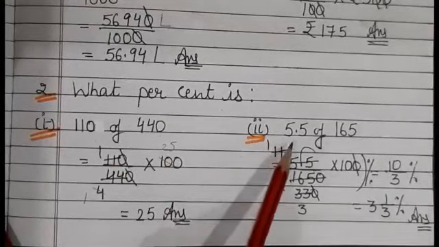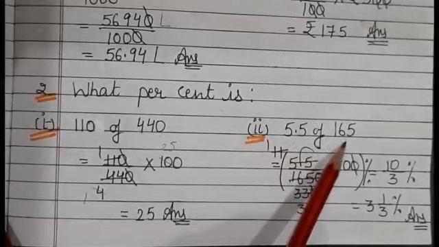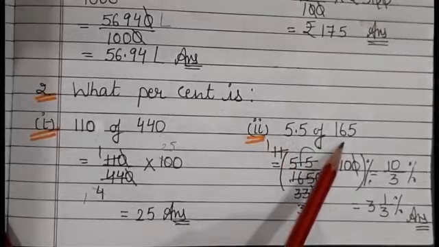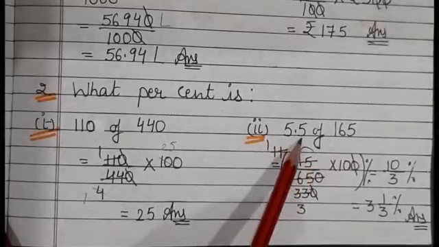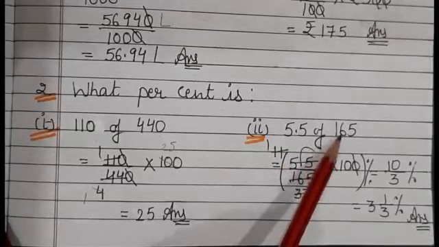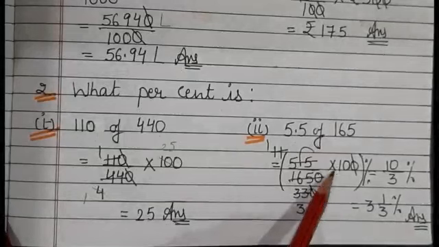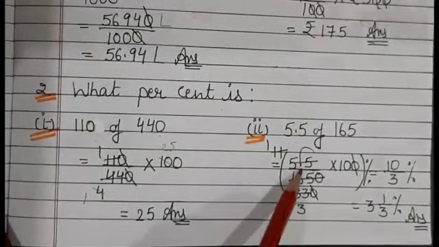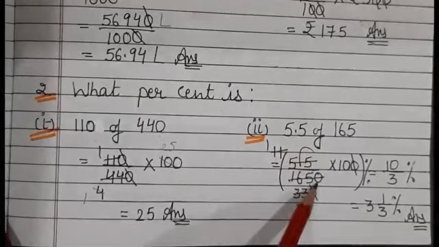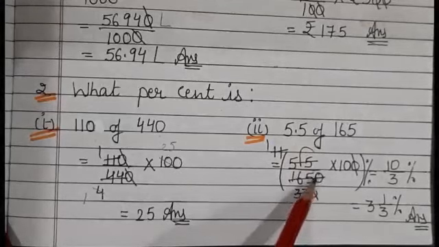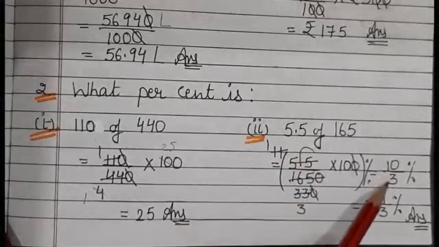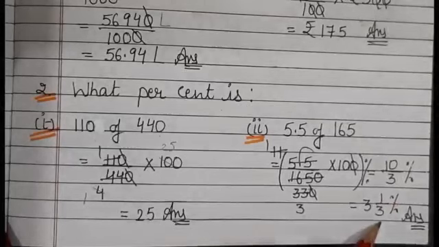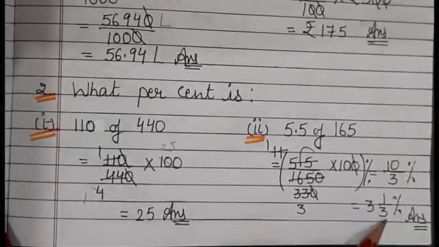Similarly, second part, 5.5 of 165. So in that case, 5.5 by 165 into 100, right? So remove the decimal, then 0 is to be increased in the denominator. When we simplify, the answer will be 10 by 3%. Convert into mixed fraction, it will be 3 whole 1 by 3%, right?